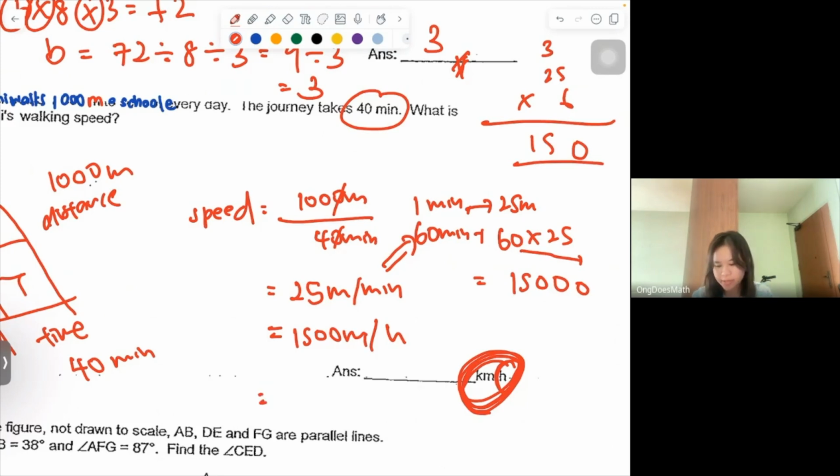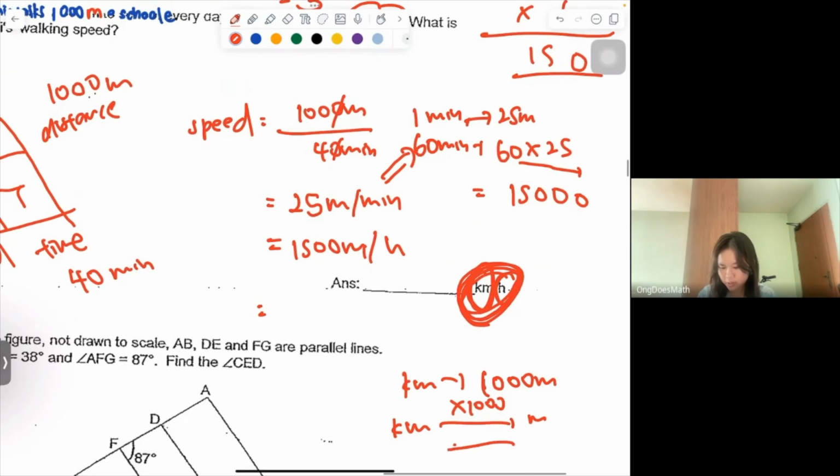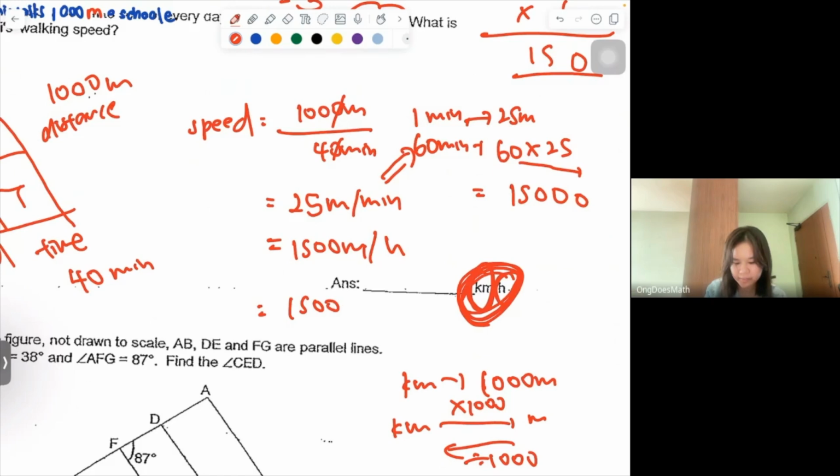Okay, the last unit we need to convert is meter to kilometer. So what's meter to kilometer? 1 kilometer is 1000 meters, which means that kilometer to meter, you times 1000. The reverse, you divide by 1000. And for this question, we are doing the reverse, from meter to kilometer. So we want to divide it by 1000.